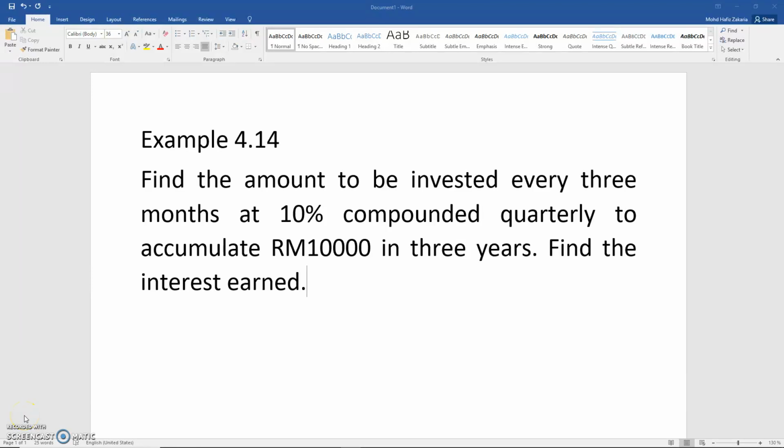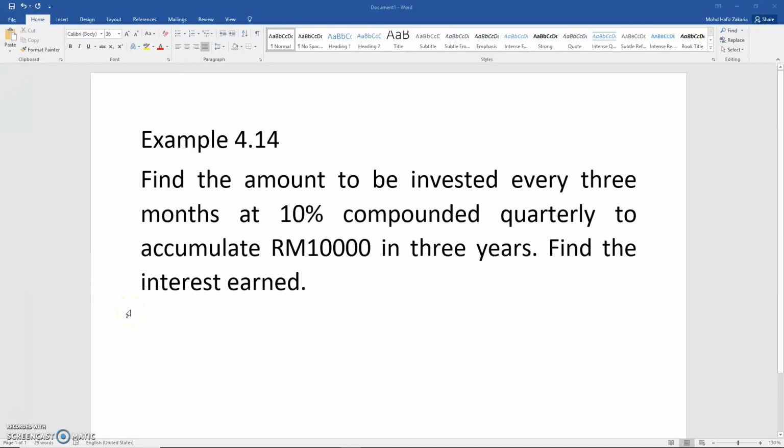Okay, example 4.14. In this example, actually it is in subtopic 4.4, solving for R, N, and I. Okay, at page 85. So let's try to look at the question.